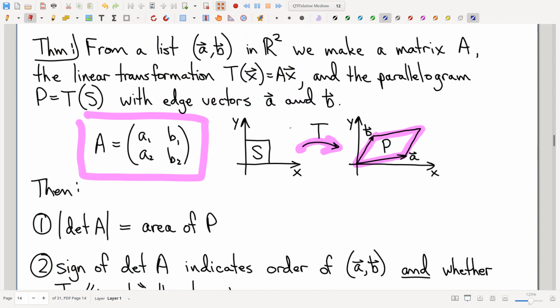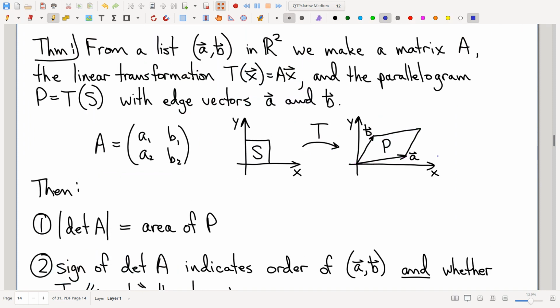So we've already talked about how the transformation takes the square to the parallelogram. I will point out that the first standard basis vector, of course, is what goes to the first vector in the list, which is A, which is that edge of the parallelogram. Then, of course, the second standard basis vector, right? Remember, the columns are the images of the standard basis vectors. Second standard basis vector goes to the second vector in the list.